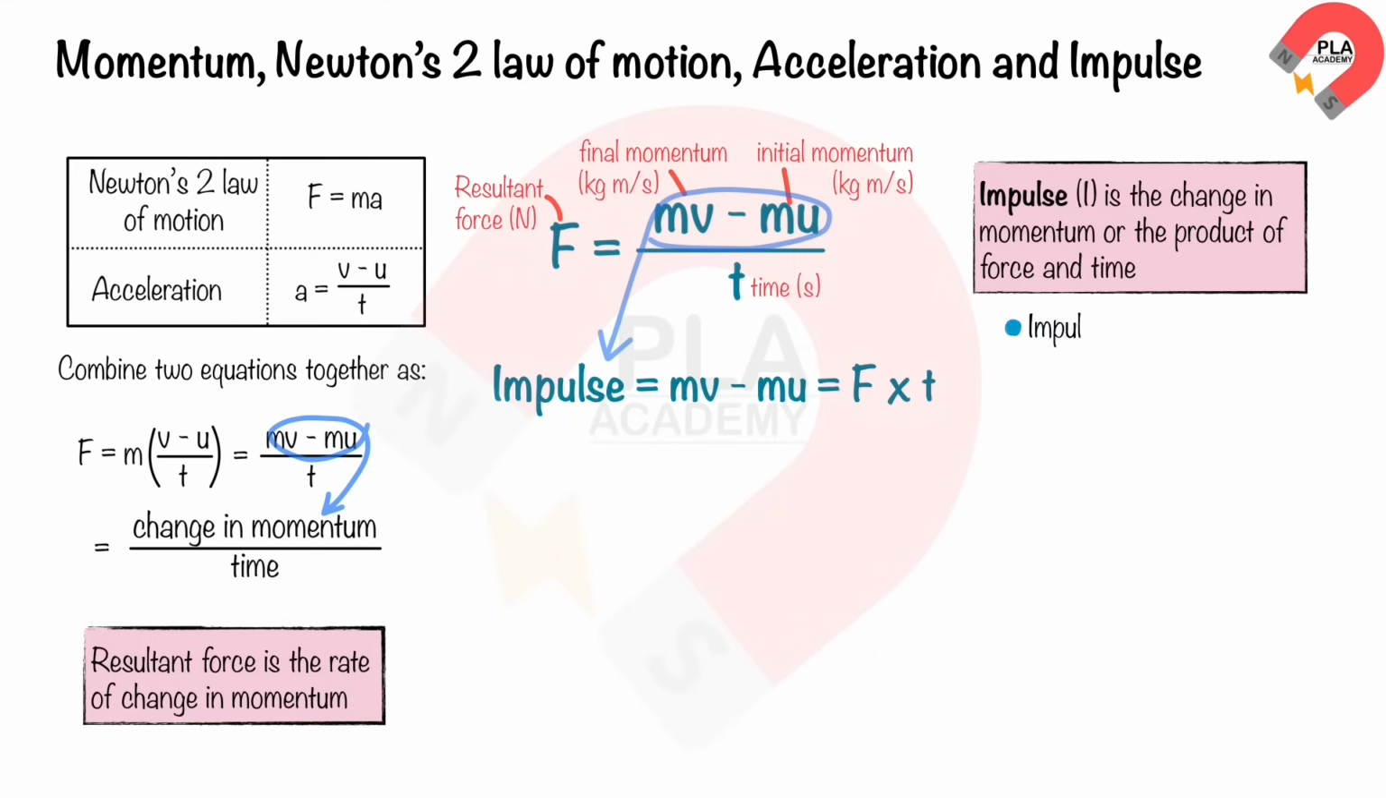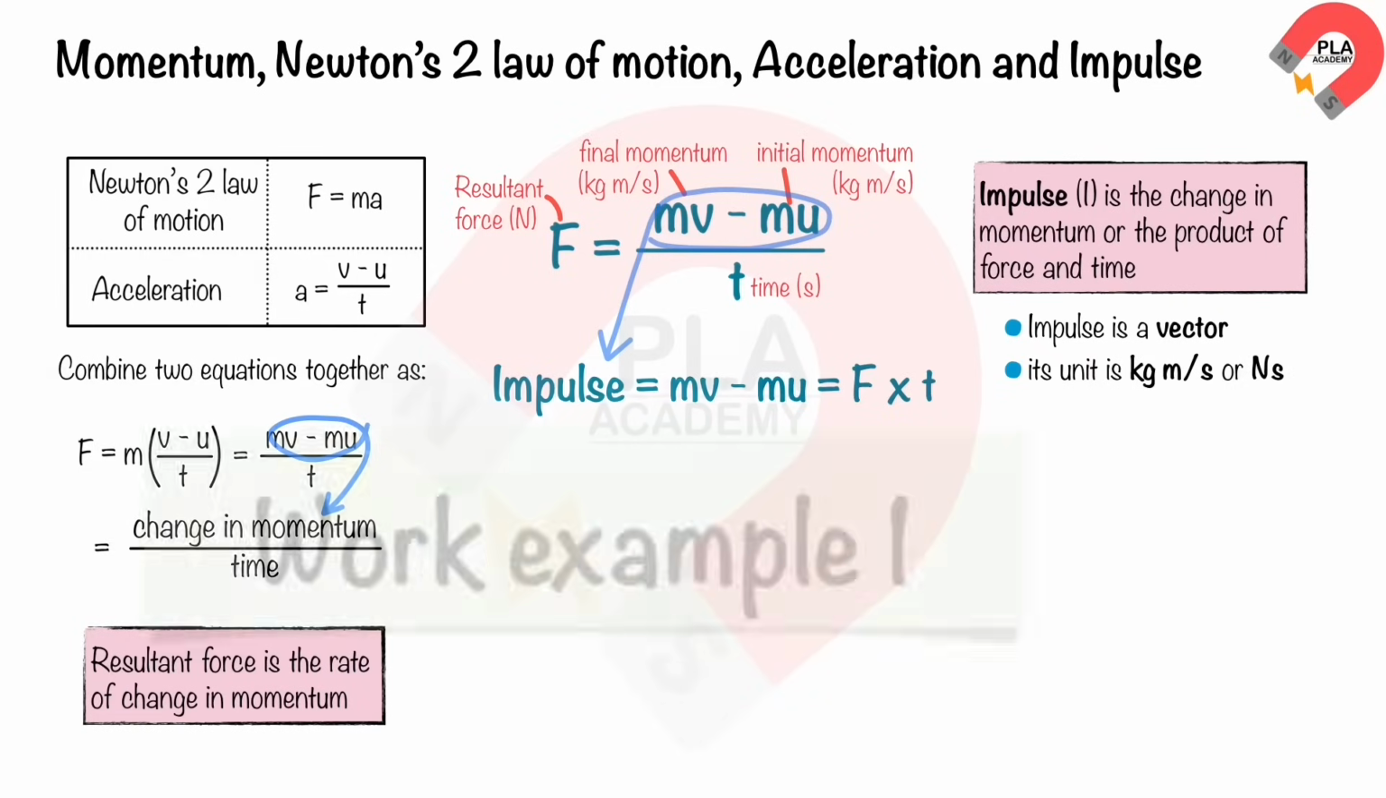The impulse is a vector quantity, just like momentum, because both depend on the direction of motion. Its unit is kilogram meters per second, which is also equal to newton second. This is the same unit as momentum.